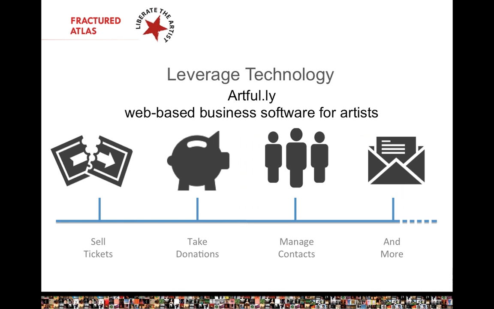We also have a program called Artfully. And Artfully is a web-based business software for artists. What it does is it enables you to do a number of things all in one place. So you can sell tickets, you can take donations, you can manage your contacts, and you can connect it with MailChimp, so you can easily send out newsletters. You can connect it with your fiscal sponsorship so that you can receive donations on the Artfully platform that are tax deductible to your donors.